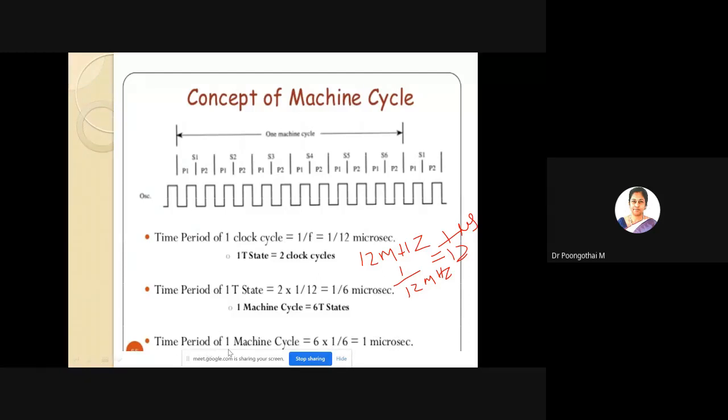So the time period of one machine cycle is equal to 1 microsecond. This 1 microsecond completely depends on your oscillator frequency. One machine cycle is equal to 12 clock periods. One T state is equal to 12 clock periods, and one machine cycle is equal to totally 6 states. So 1 by 12 microsecond, and one machine cycle is equal to 6 T states. So 6 into 1 by 6 is equal to 1 microsecond. Is it clear?